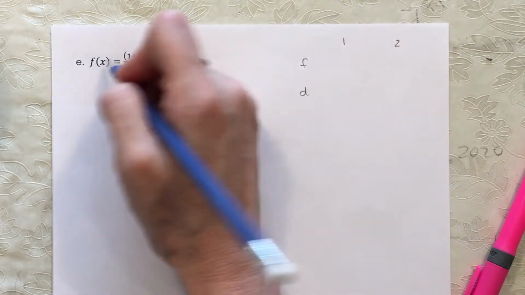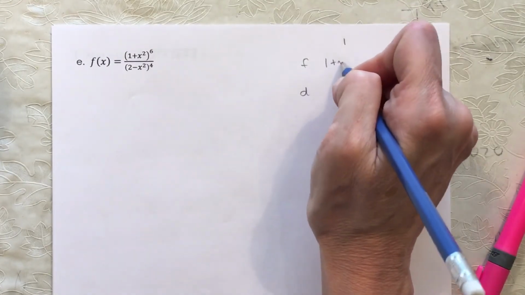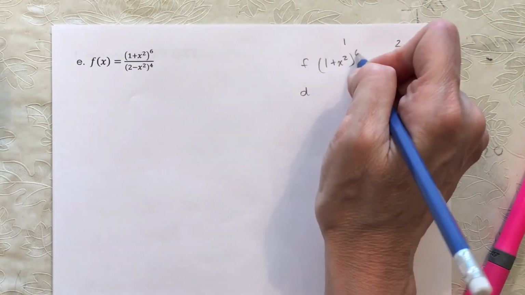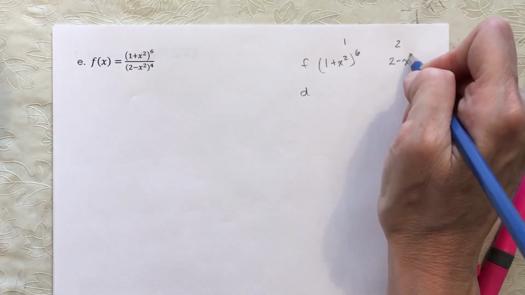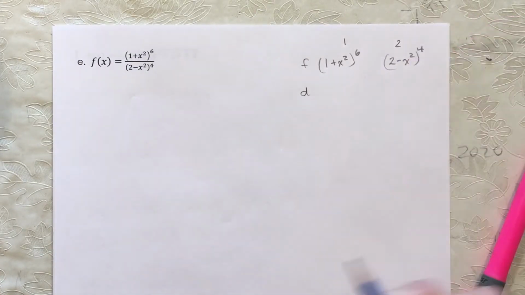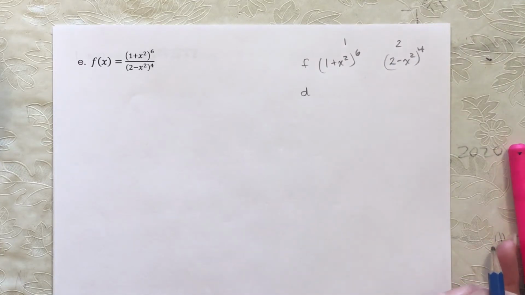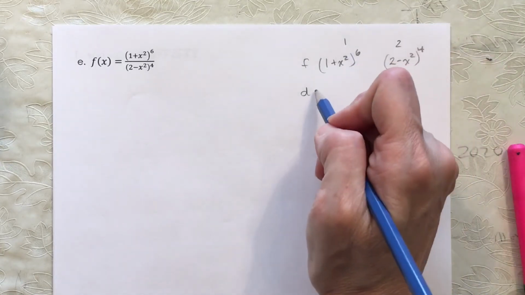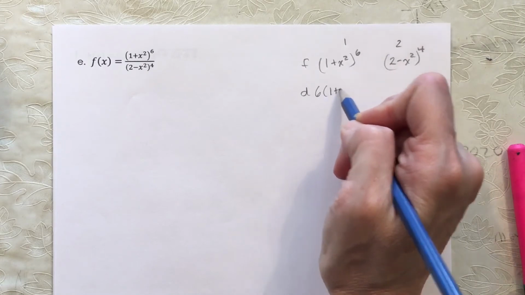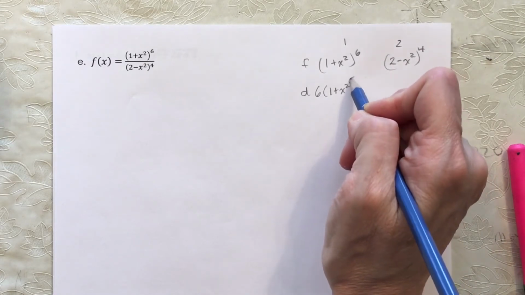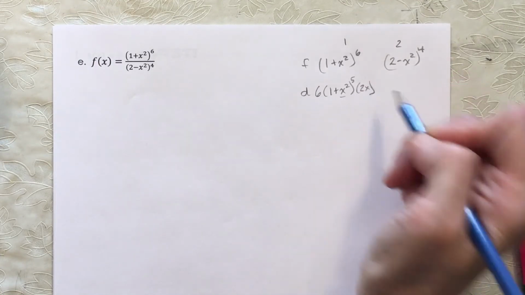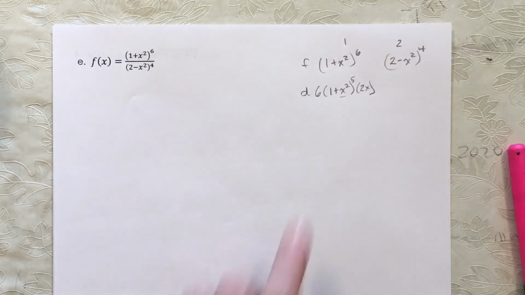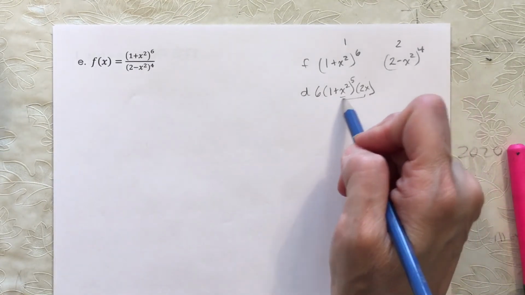So our first function is what's on top, 1 plus x squared to the 6th. And our second function is whatever's on the bottom, 2 minus x squared to the 4th. Now we need the derivative of each, which is going to involve the chain rule. So 6 times 1 plus x squared to the 5th. And then the inner derivative is 2x. A lot of people, that's what they forget. They forget the inner derivative. Please don't do that. Some people find the chart really helpful for that.